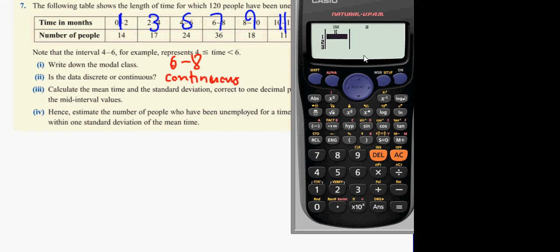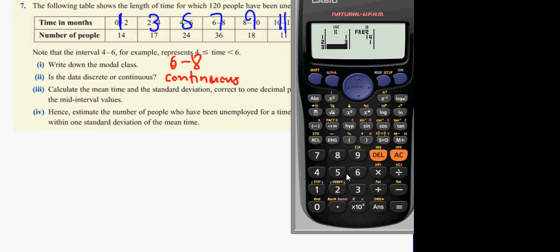Problem here is my frequency is not on. I need to write down 14 ones. I can't do that right now. To fix this problem, I have to go back to setup, shift, setup, and then I go down to number 3 for stats. I put my frequency on. I try the exact same thing I did a second ago, and all of a sudden my frequency's in. So it's going to be 1 and 14. Okay, it's going to be 3 and 17.